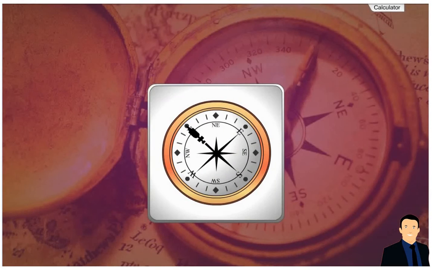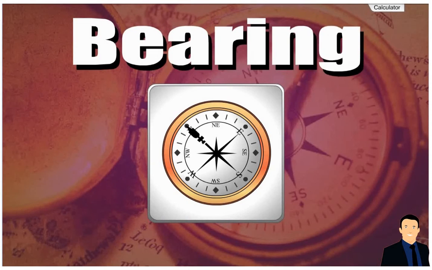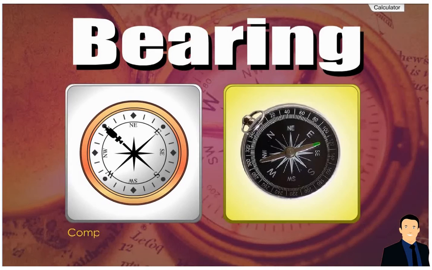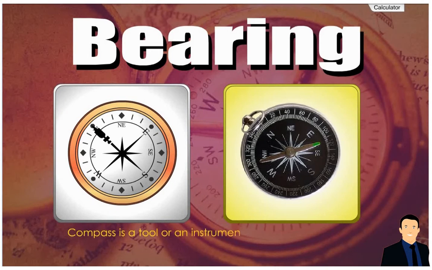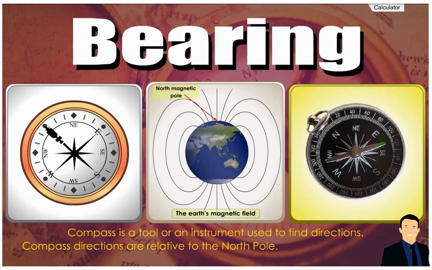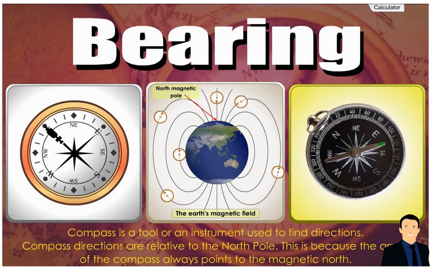In today's lesson, we're going to learn more about compass direction and bearing, or compass angle. Do you know what a compass is used for? A compass is a tool or an instrument used to find directions. Compass directions are relative to the North Pole. This is because the arrow of the compass always points to the magnetic north.